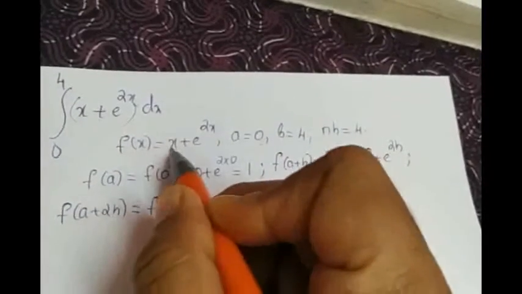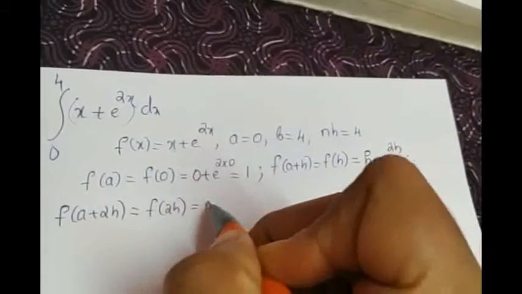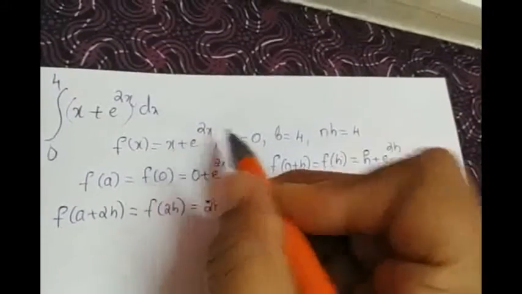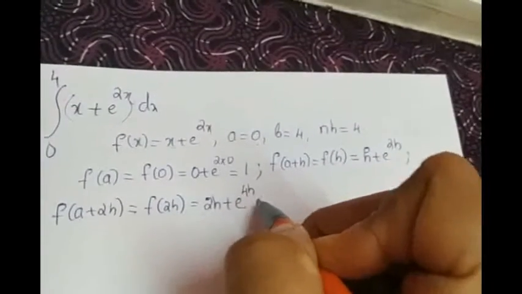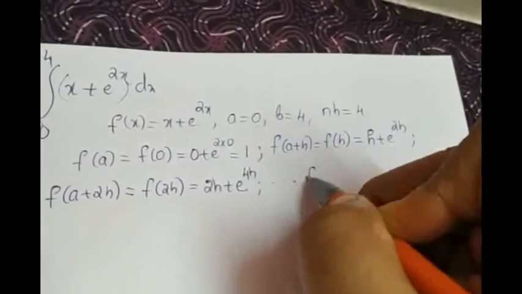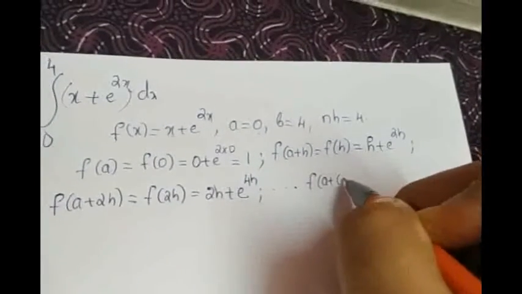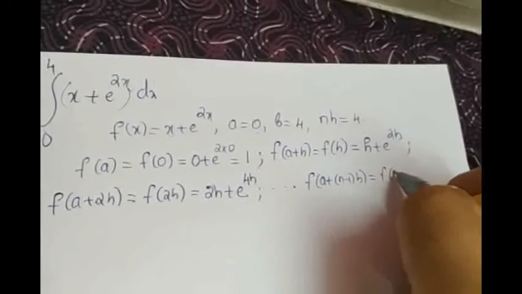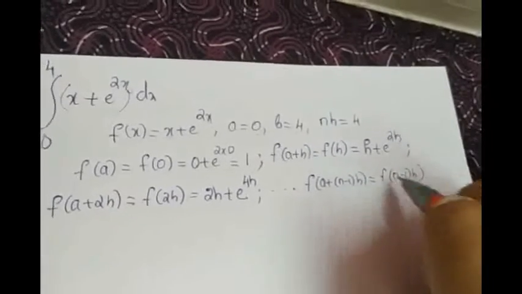And what is f of x? x plus e raised to 2x. So here it is 2h plus e raised to 2 into 2h. So 2 into 2h gives you 4h, etc. And the last term, the nth term, what is it? f of a plus n minus 1 into h, which gives you the value f of n minus 1 into h, because a is 0.